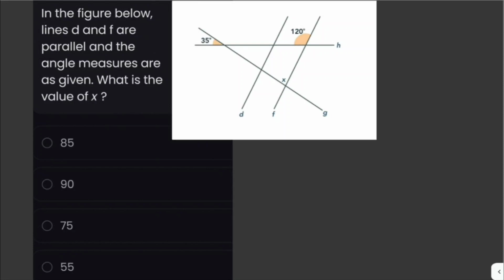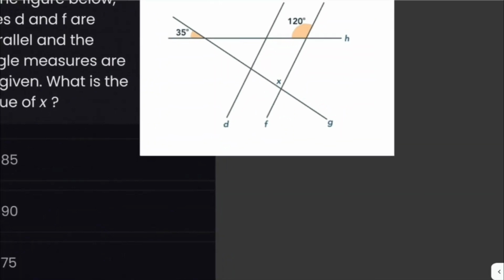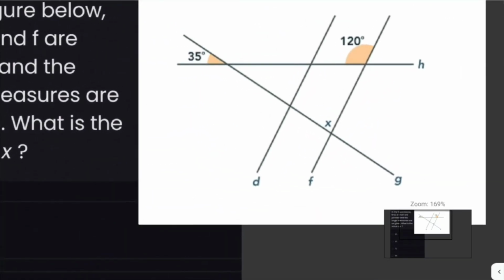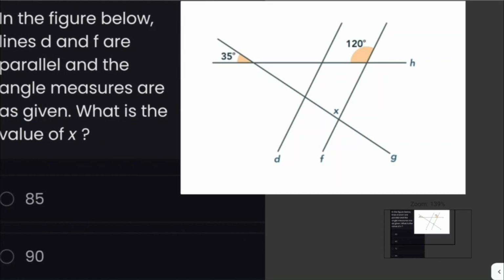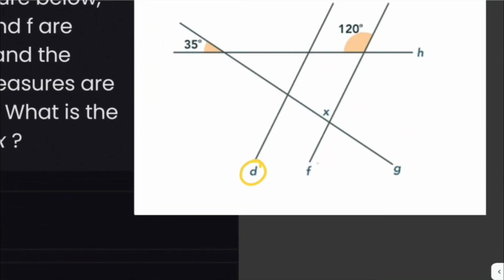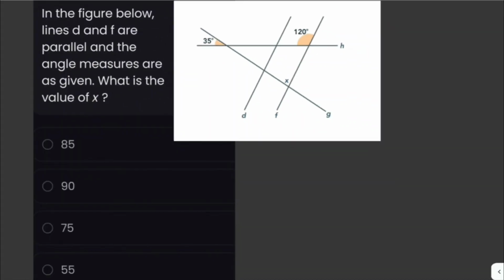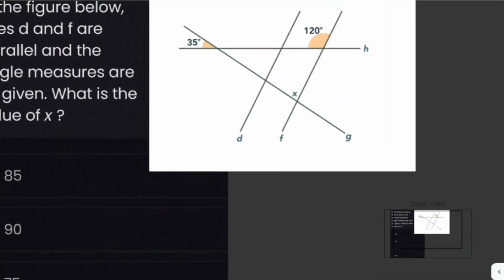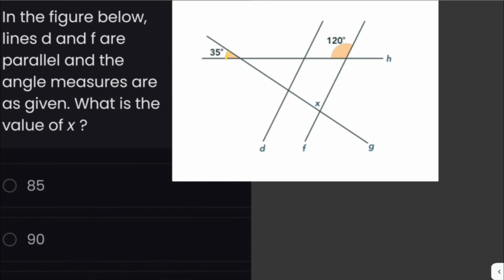In the figure below, lines D and F are parallel and the angle measures are as given. What is the value of X? So let's take a look at the figure given here. It says that lines D, this one, and F are parallel. Then the angle measures are given. So this one is 35 degrees and this one is 120 degrees, and we need to solve for the value of X.